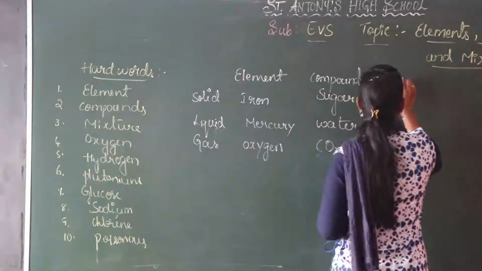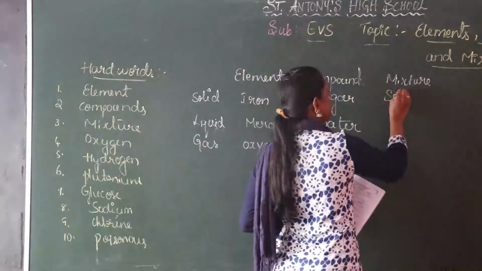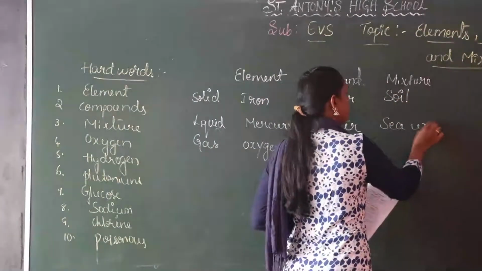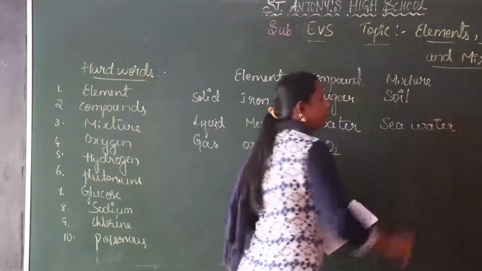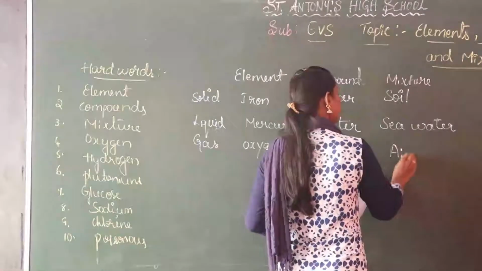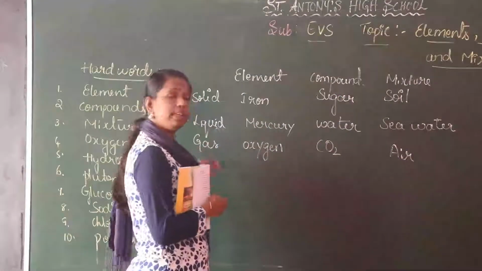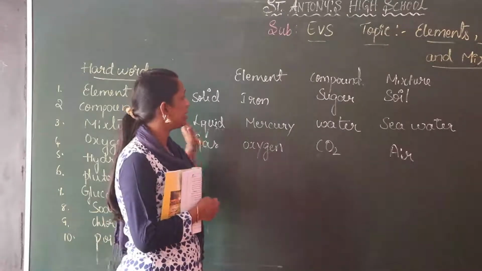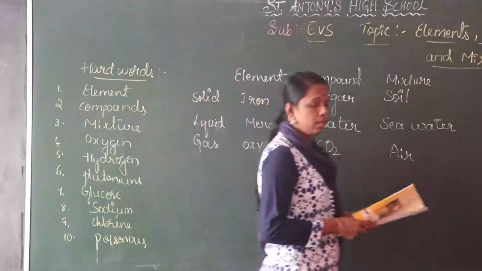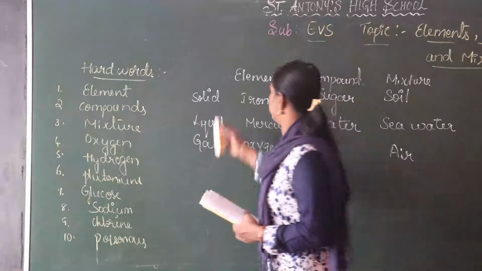Let us discuss the mixture. Soil is the best example for a mixture in the solid state, whereas seawater is a compound but it is also called a mixture. It contains more. So here is a mixture in the gaseous state. Okay, children, write this in your rough book. Now let us discuss the differences between compounds and mixtures.